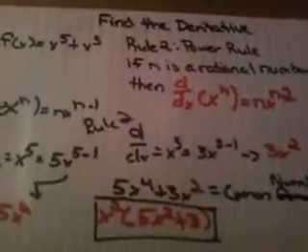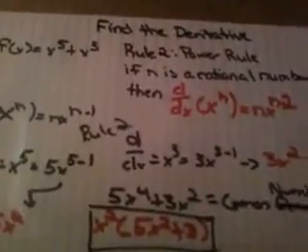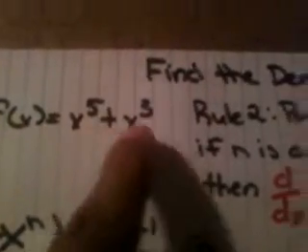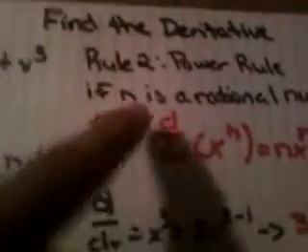Okay, this time we're gonna find the derivative of a smaller equation, a bit simpler also. First off, we're gonna have our equation. It's f(x) equals x to the fifth power plus x to the third power. For this type of equation, we're gonna use rule number 2 to find its derivative.